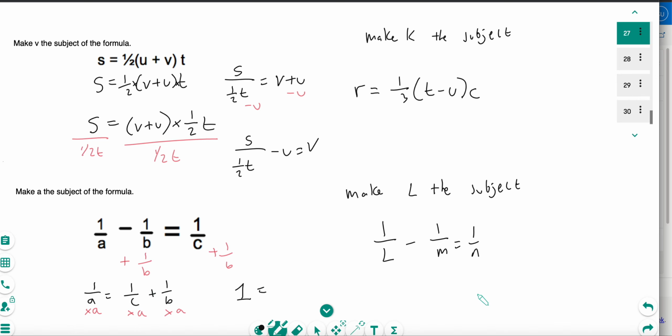1 over c times a. Let's do that over here. 1 over c times a. If this is a fraction, I'll turn a into a fraction. A as a fraction is a over 1. And how do you multiply fractions? Well, you do top times top and bottom times bottom. So top times top, 1 times a is a, and c times 1 is c. So equals a over c plus, and then 1 over b.